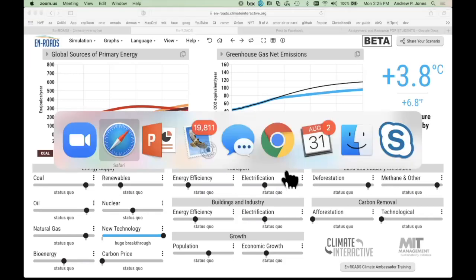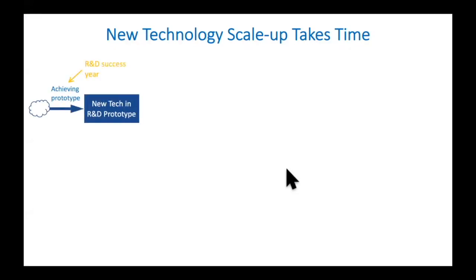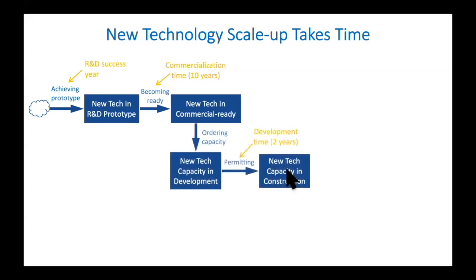Well, there's something I want you to understand about En-ROADS, and it really has to do with a second kind of delay. You know, one delay is here. And can you see a little thing that says new tech? Someone just confirmed that you're able to see the slides. Okay. You have the 2020 R&D success here, commercialization over 10 years, and then it starts to develop new capacity being developed.